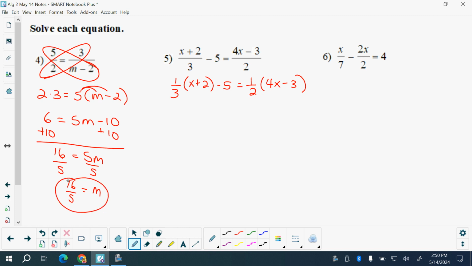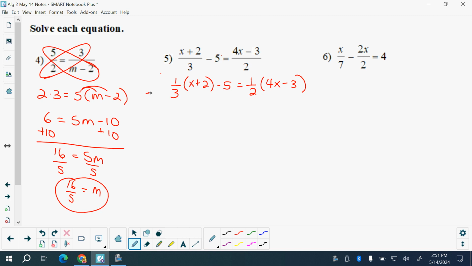Okay, on number 5, this is going to be the last one I do. What if this were the original way it was written, like this? Pay attention up here, because you're going to have some on your homework like this. What if it was written as 1/3 times x plus 2 minus 5 equals 1/2 times 4x minus 3? Could I rewrite that as x plus 2 over 3 minus 5 equals 4x minus 3 over 2? Yeah. So now it looks just like all the other ones that we did.